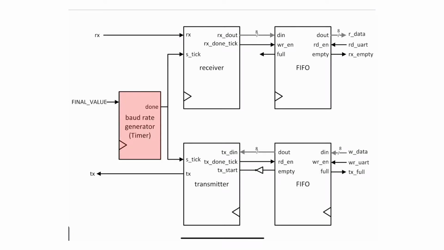So in this video, I want to dig deeper into the baud rate generator part, the one here I highlighted in red. And really what you'll see is I just will use a timer input, the one that we've seen before, which is just a timer that takes the final value as an input. Let me show you the code.